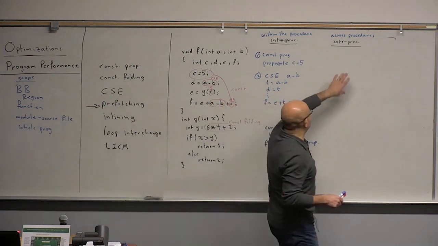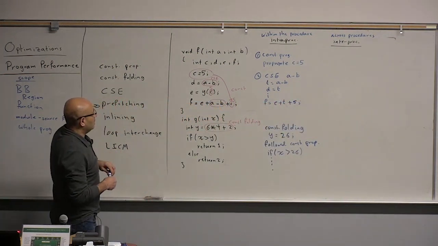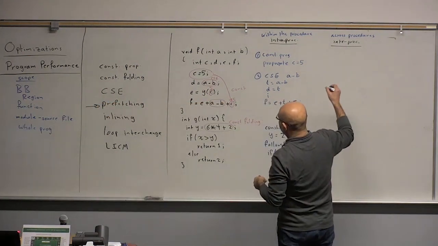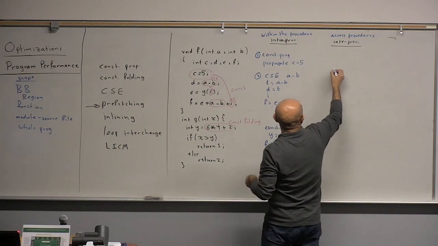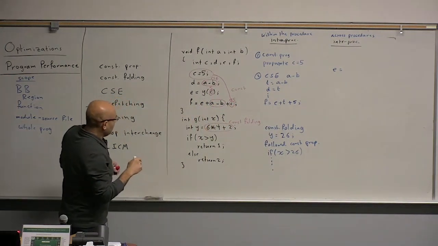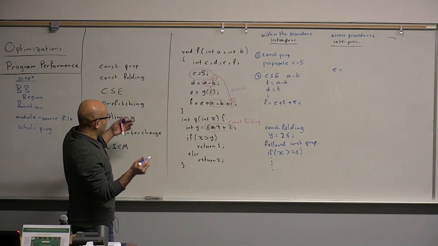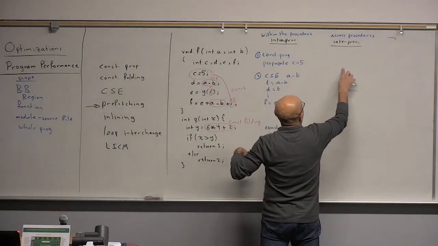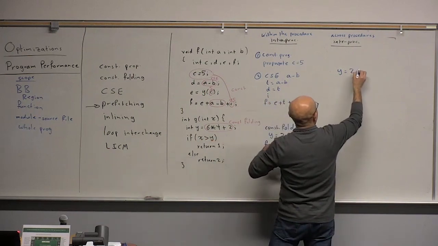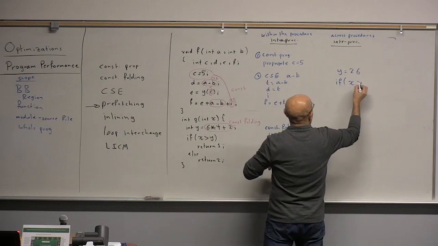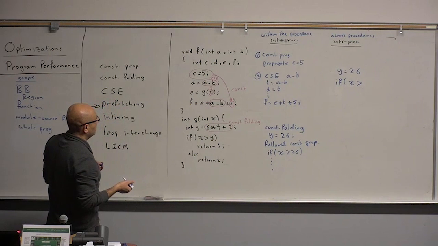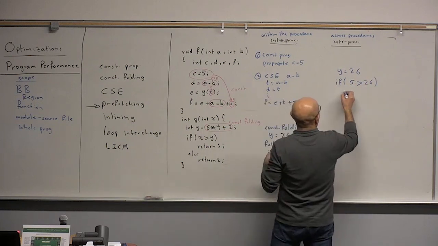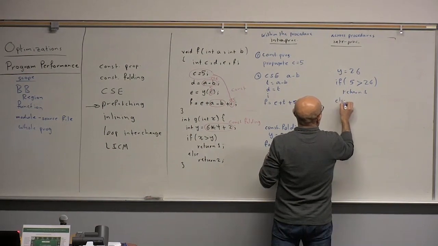Now, assuming that we have inter-procedural analysis, what can we do here? We could inline function G. Inlining function G, we'll get E equals G of C. In fact, E will get the return value of G. So here we have y equals 26, and if x is greater than, now what is x? x is 5. So if 5 is greater than 26, return 1, else return 2.